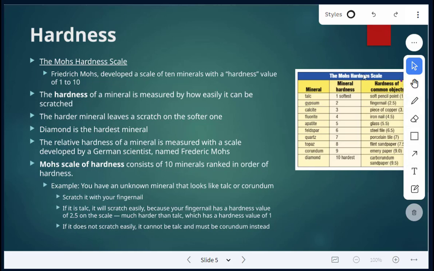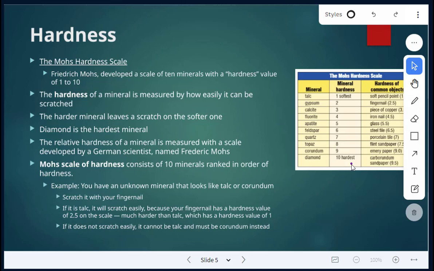So here's that scale. This is in the textbook as well. For mineral hardness, 1 is the softest and 10 is the hardest. The hardness of a mineral is measured by how easily it can be scratched, and the harder mineral will leave a scratch on the softer one. If we look here, diamond is the hardest mineral. And so we use this hardness scale.